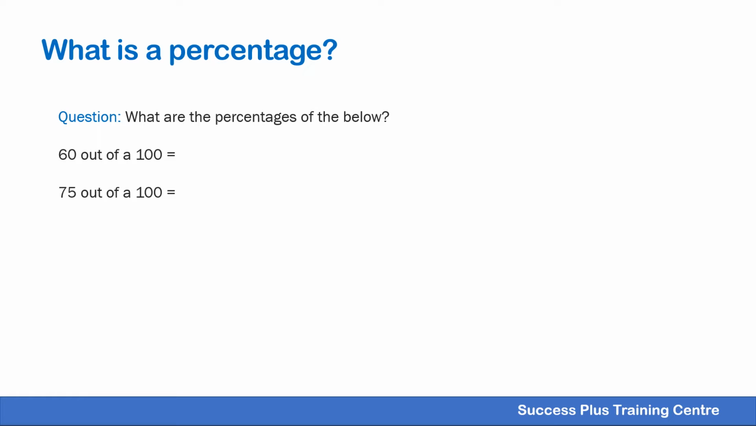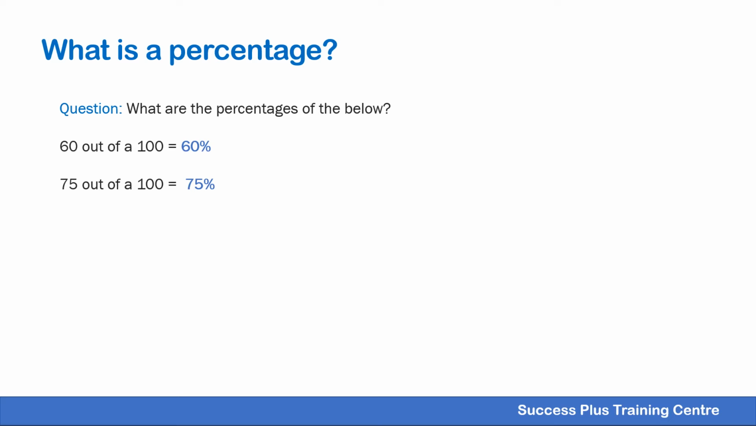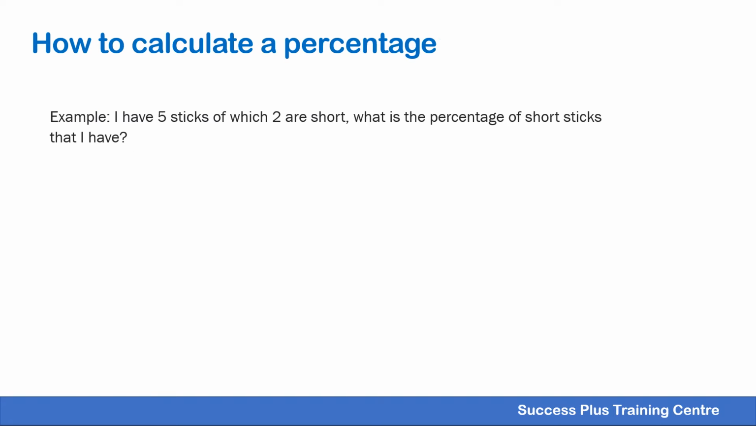Now let's have a look at this question. What are the percentages of the below? 60 out of 100 and 75 out of 100. Pause the video and have a go. That's correct. So the answer to the first question is 60%. Make sure that the value 60 is associated with the symbol of the percentage. So it should equal 60%. And the answer to the next question is 75%.